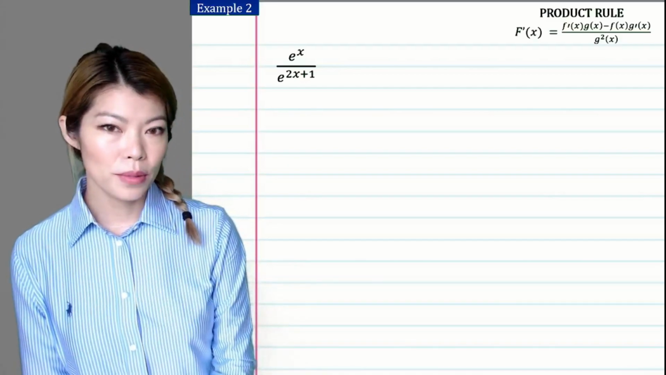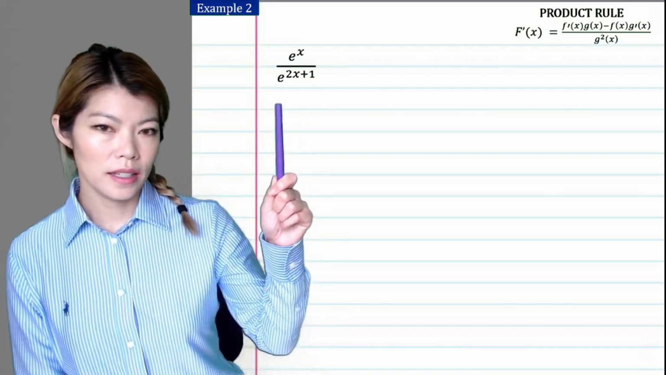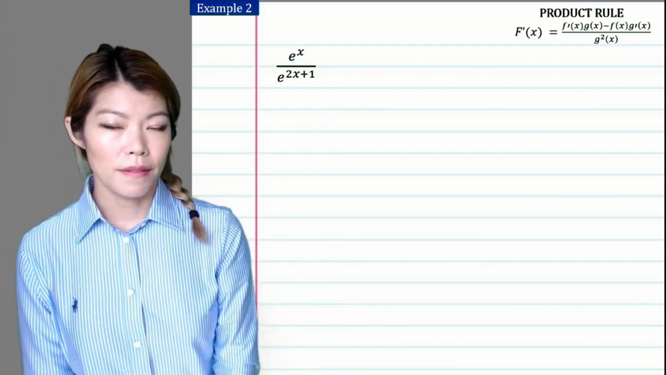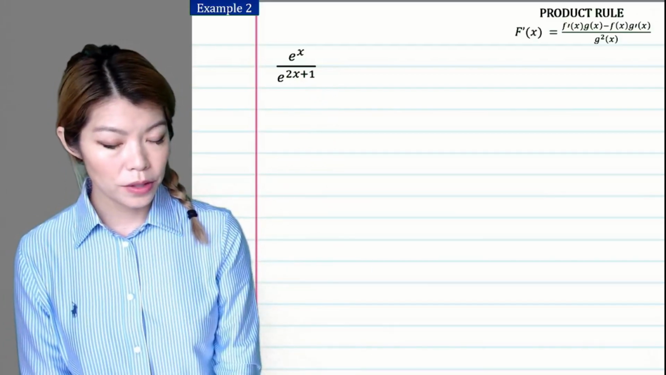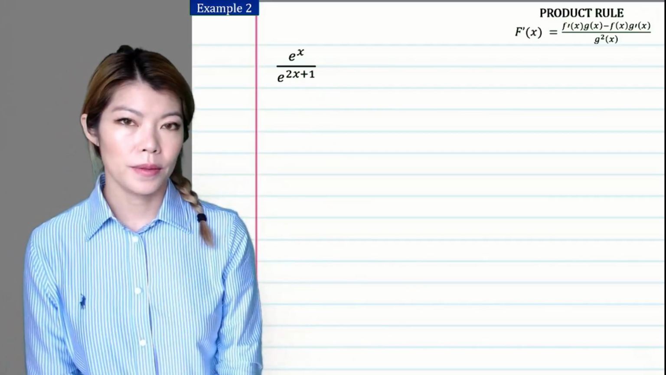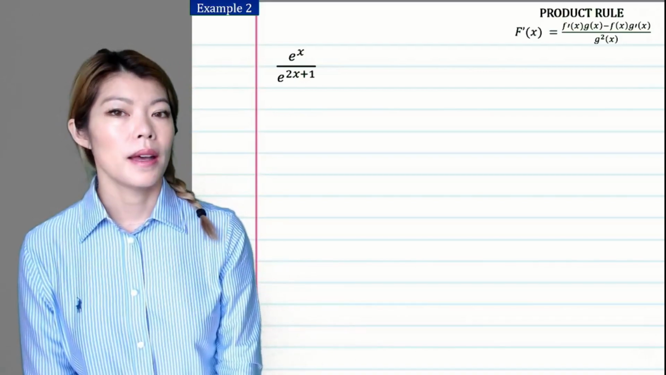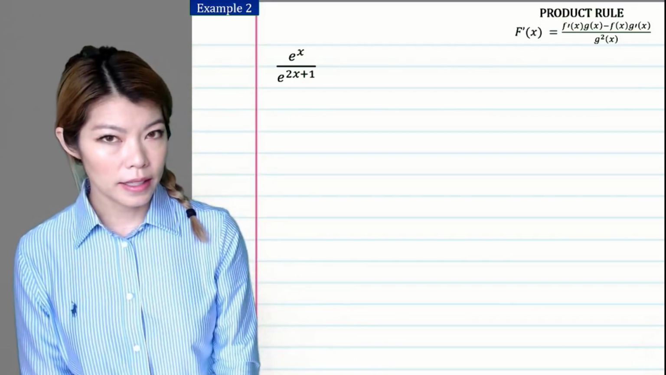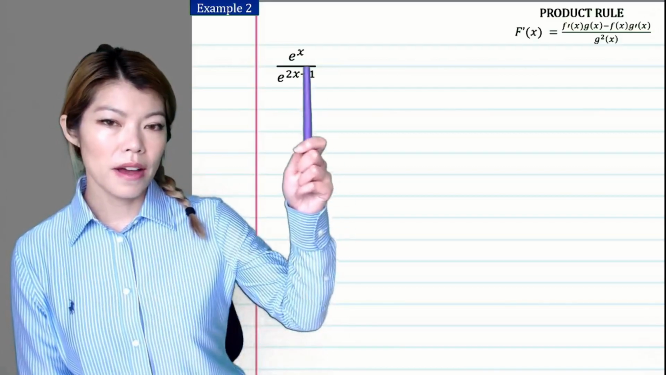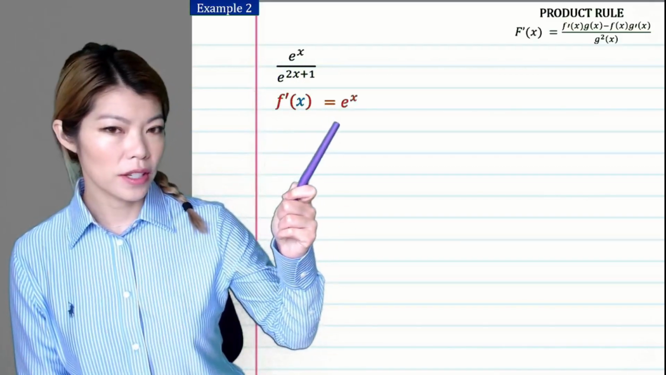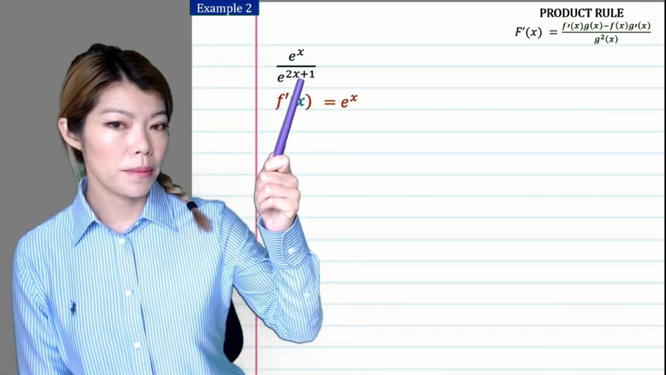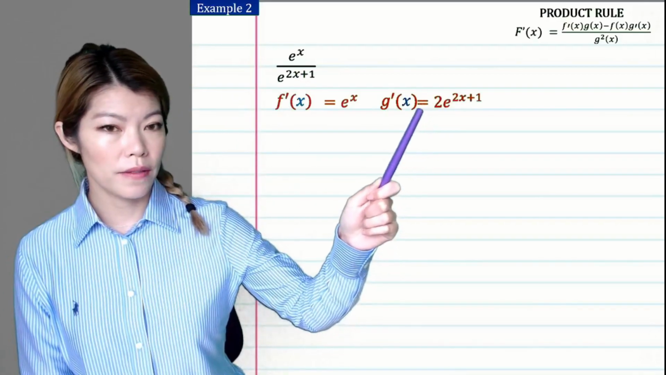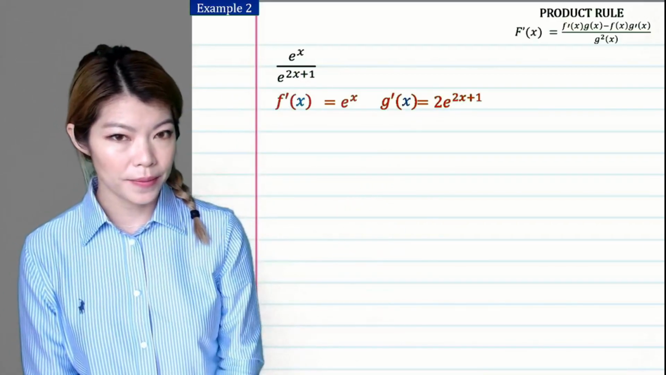Let's do another example, e to the x over e to the 2x plus 1. If you've forgotten how to derive exponentials, please revise that, but it was e to the f of x becomes f dash x times e to the f of x. So deriving the top part is easy, we have just e to the x. Deriving the bottom part means bringing 2 to the front, we have 2e to the 2x plus 1.